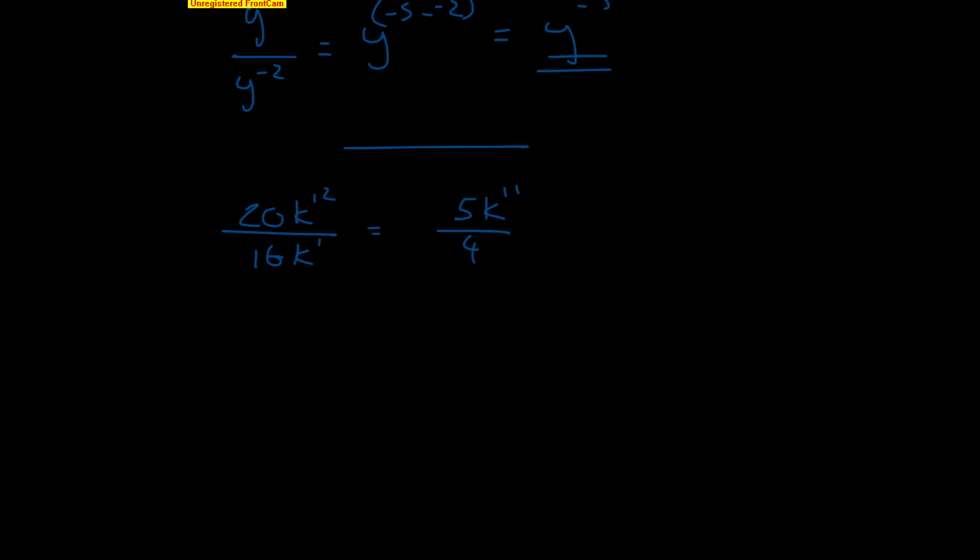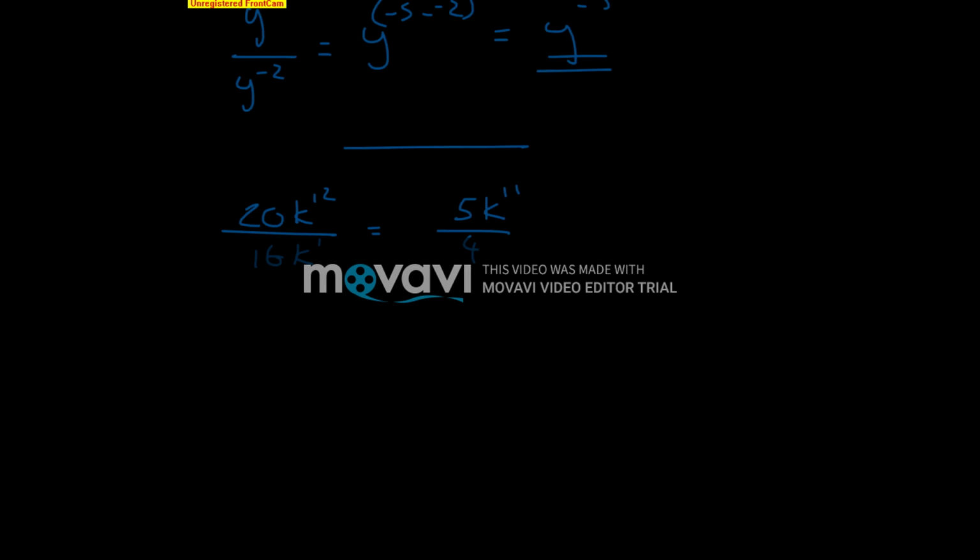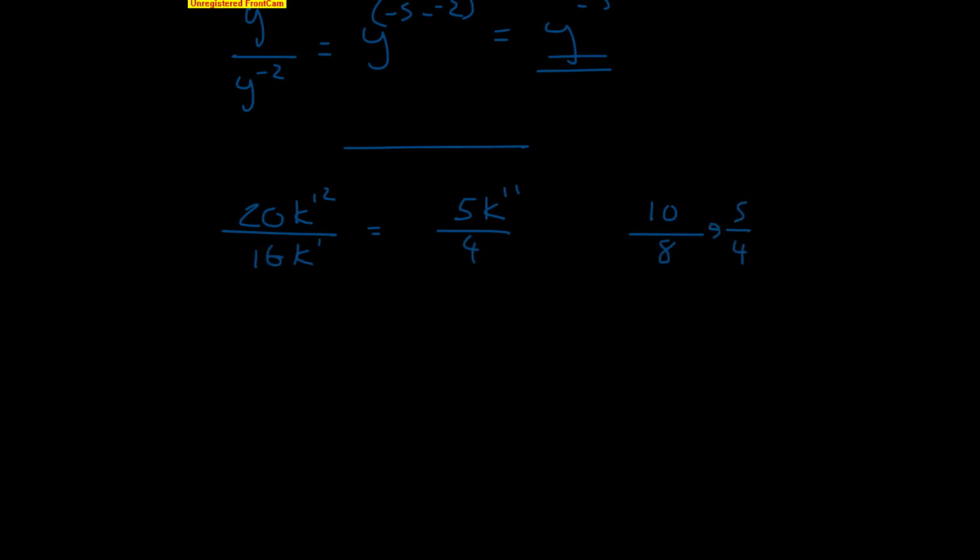Again, for these, a good way of doing it, if you're not great with your numbers, is just divide by 2 to begin with. So 20 divided by 2 would have been 10, 16 divided by 2 would have been 8. Divide by 2 again, gives you 5 and 4. Dividing by 2 is always a good place to start if it's an even number.